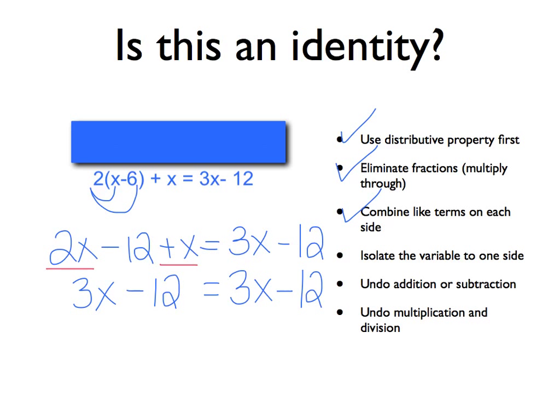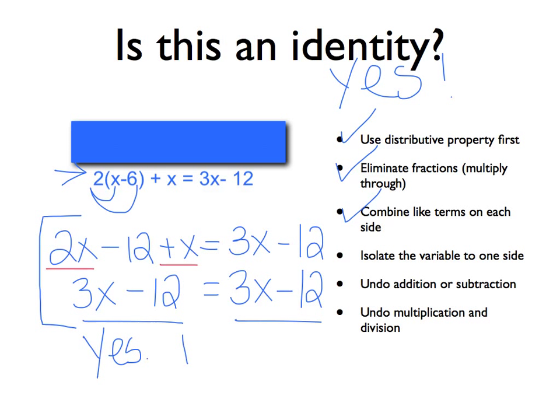At this point, I can see that the two sides are equal, and I can stop and say, yes, this is an identity. Copy this equation down, this example of simplifying, and then write in your notes, yes, identity. You may pause the movie now to do so.